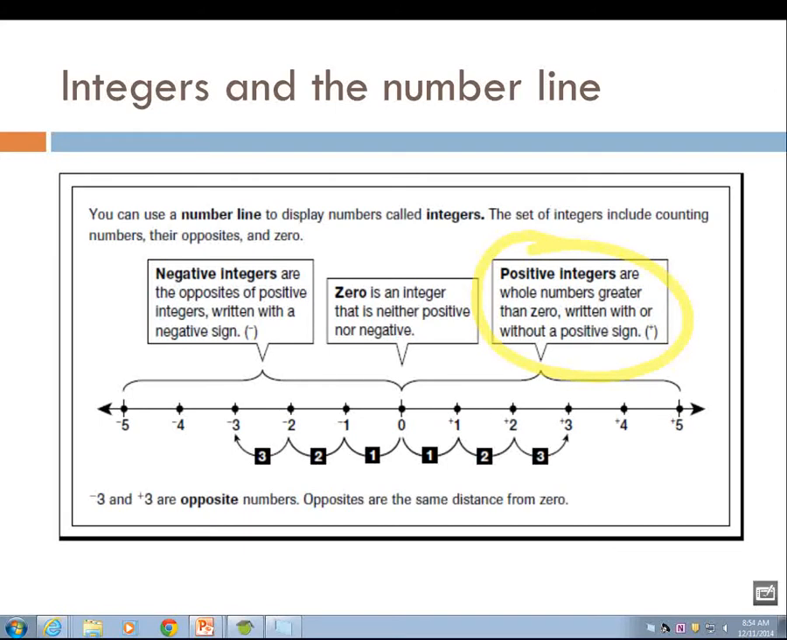Then the next spot was the negative integers. Those are opposites of positive integers written with the negative sign, because the word negative actually means opposite. Opposite of positive integers.